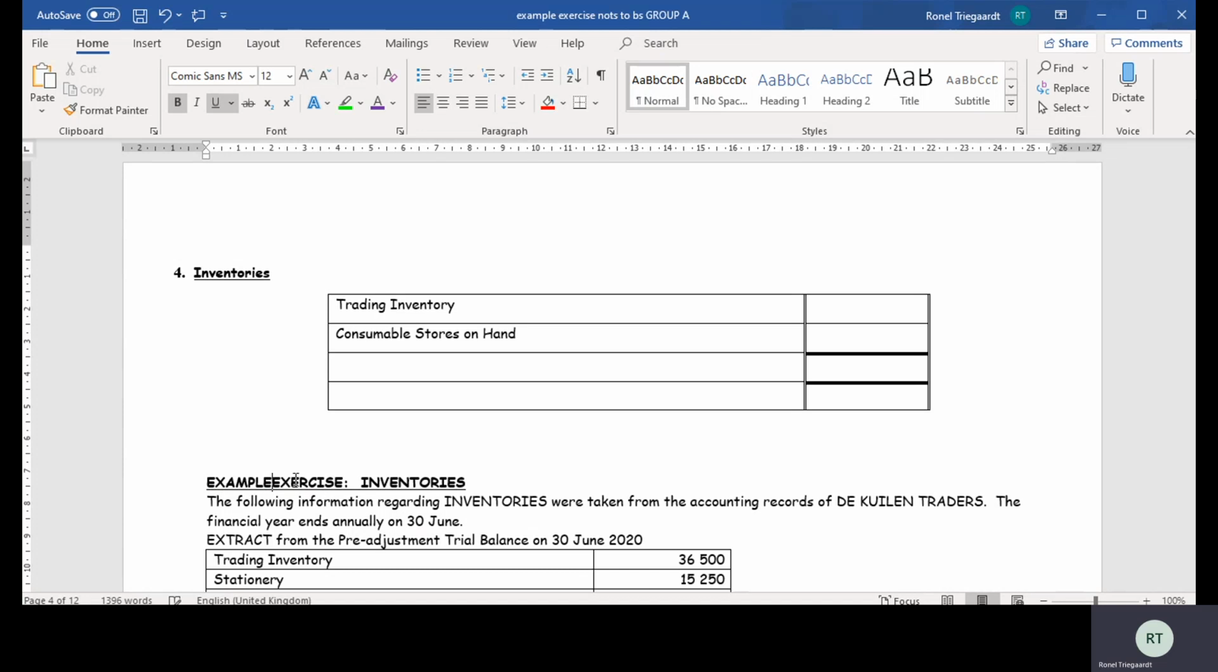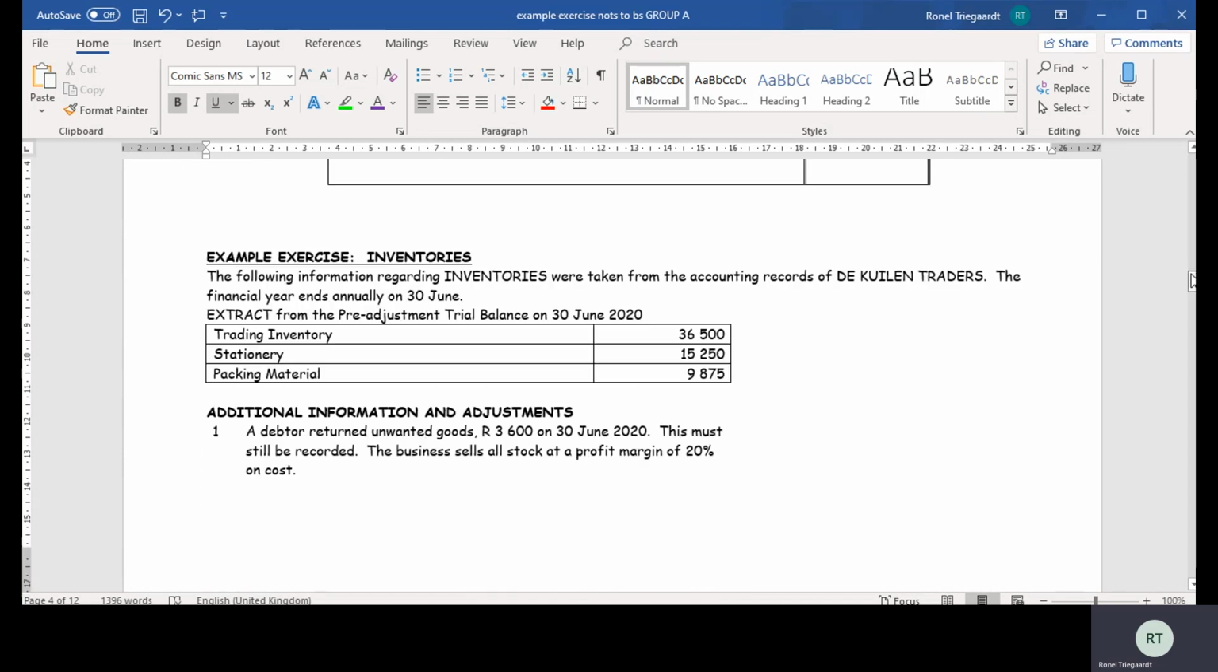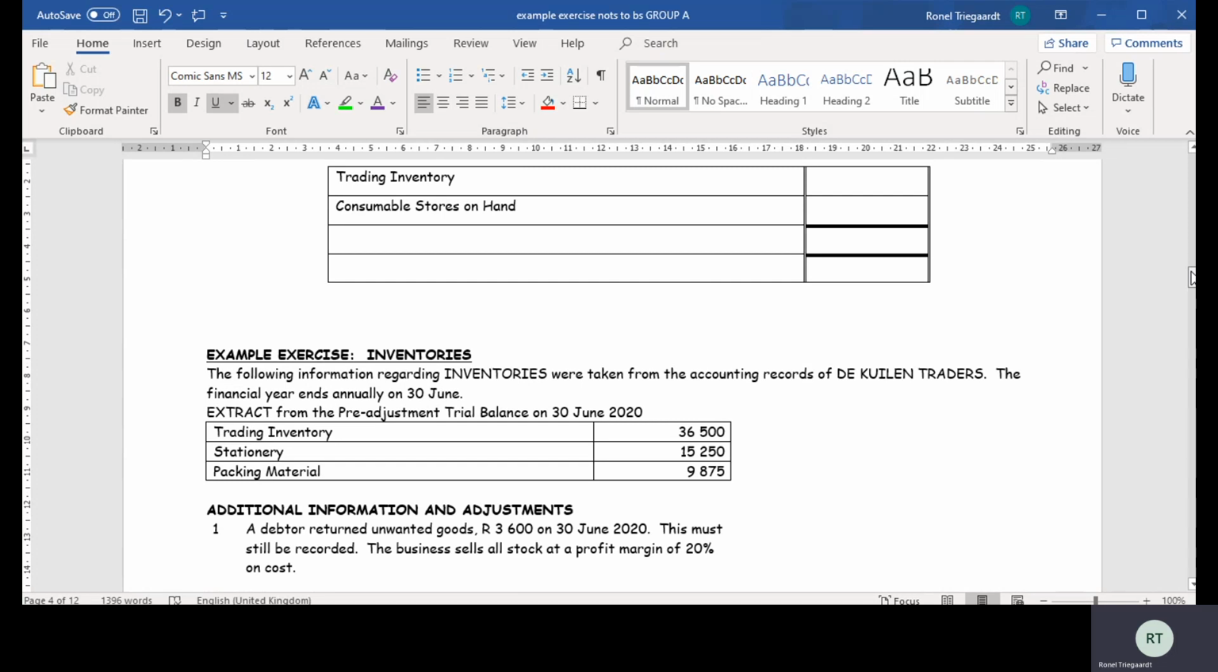Example exercise. Right. First of all, inventories consist of two things: trading inventory and consumable stores on hand. They have nothing else. Are you all right with that? Now, what's the example exercise?